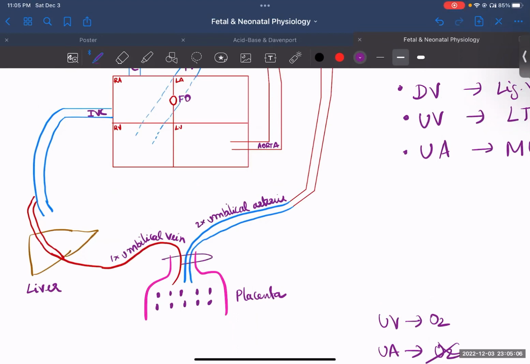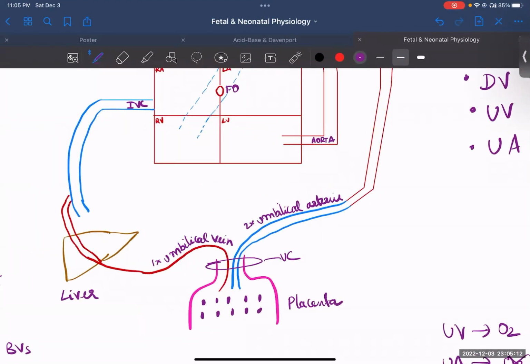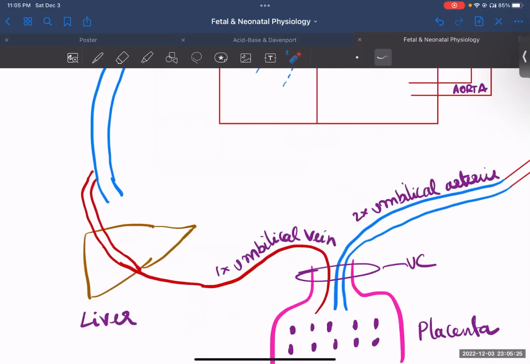Let's say this is your umbilical cord, which connects it to the placenta. Now, this umbilical vein is going to carry oxygenated blood to your liver. Now, the liver is not going to detoxify this because this is oxygenated. The liver will detoxify only toxic blood, but this is oxygenated and pure. So that is going to get shunted. And that shunt here is called your ductus venosus.